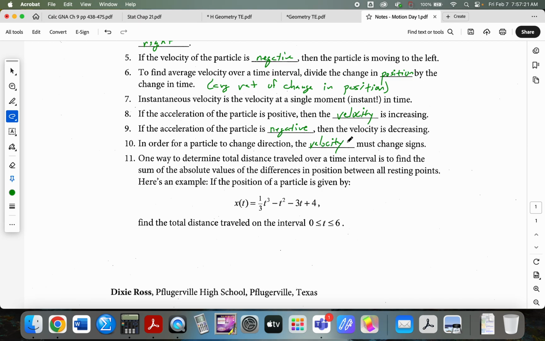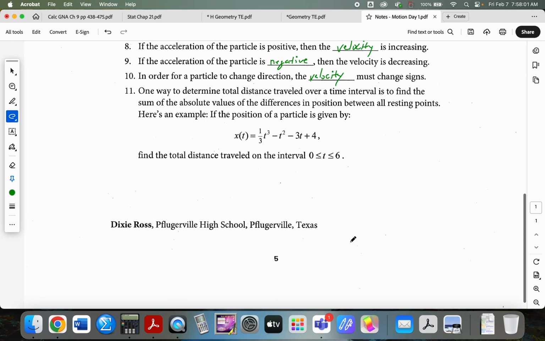Okay? All right. So then, one way to determine total distance traveled over a time interval is to find the sum of the absolute values of the differences in position between all resting points. Right? So the particle is, say, moving to the right, and then it switches and moves to the left. We can take the differences in each of those, and it's the absolute values of the differences. So if the position of a particle is given by this really horrible looking function, find the total distance traveled from time 0 to time 6.